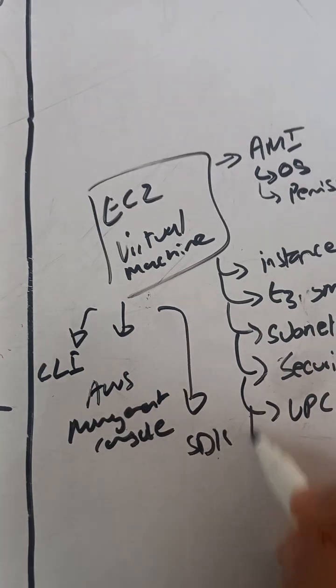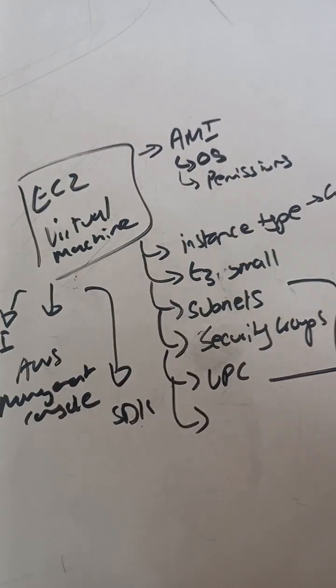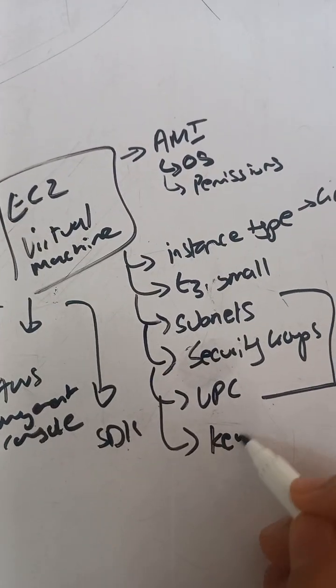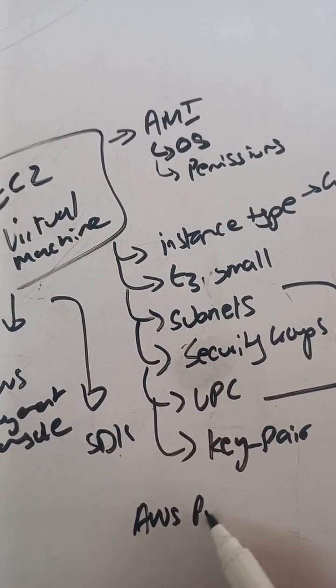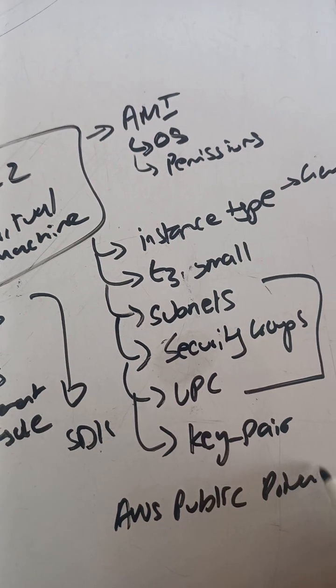Now there are other things as well. For example, you can also have a key pair. What that does is that it creates an AWS public and private key.